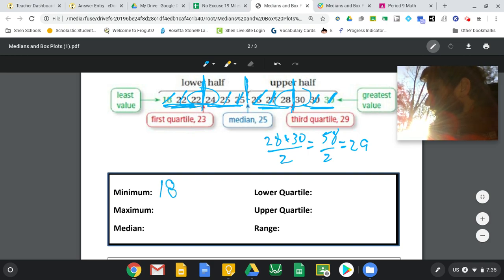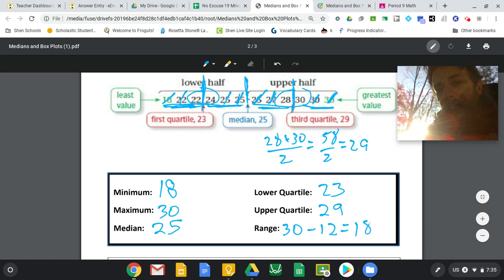The maximum is 30. The median is 25. The lower quartile is 23. That's the first quarter of the data. The upper quartile is the same as the third quarter of the data, which is 29. And the range tells you the lowest and the highest, and it wants to know what the range is. The range is 18. 30 minus 12 is 18.